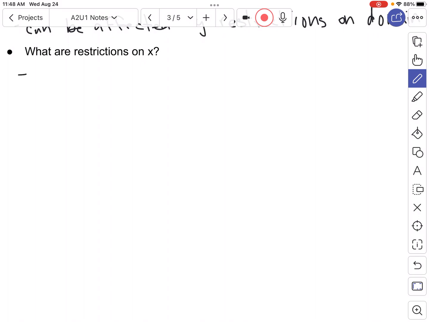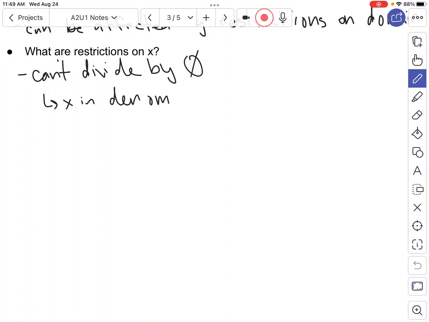First, you can't divide by 0. So if your x is in the denominator, then you're going to have a restriction on x. You can't have any x value that makes that denominator equal to 0, because that would be dividing by 0.